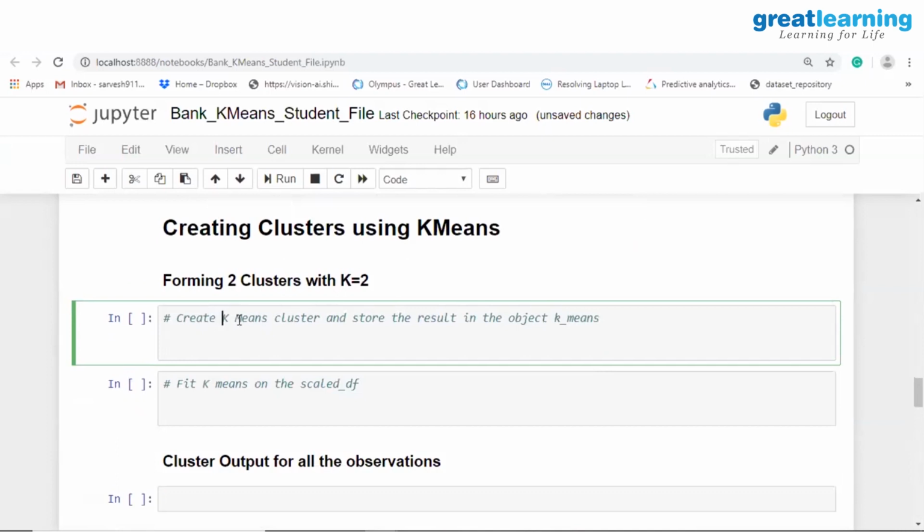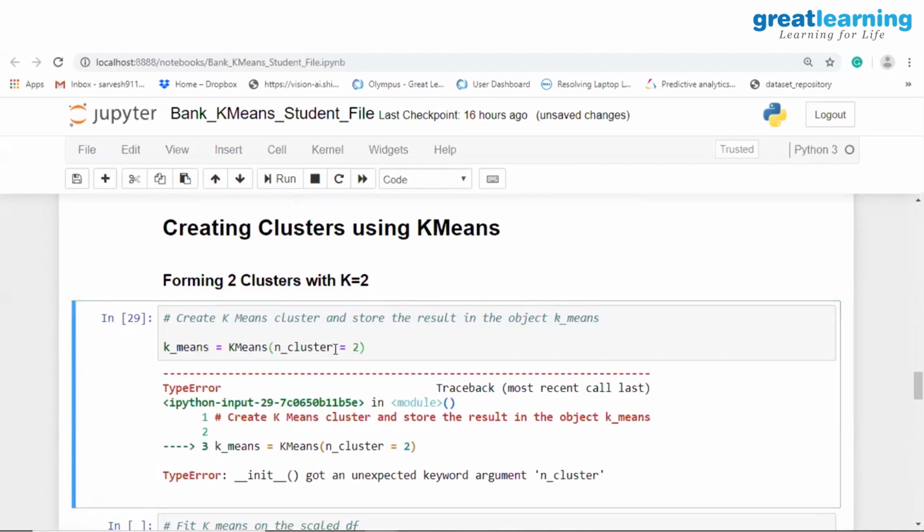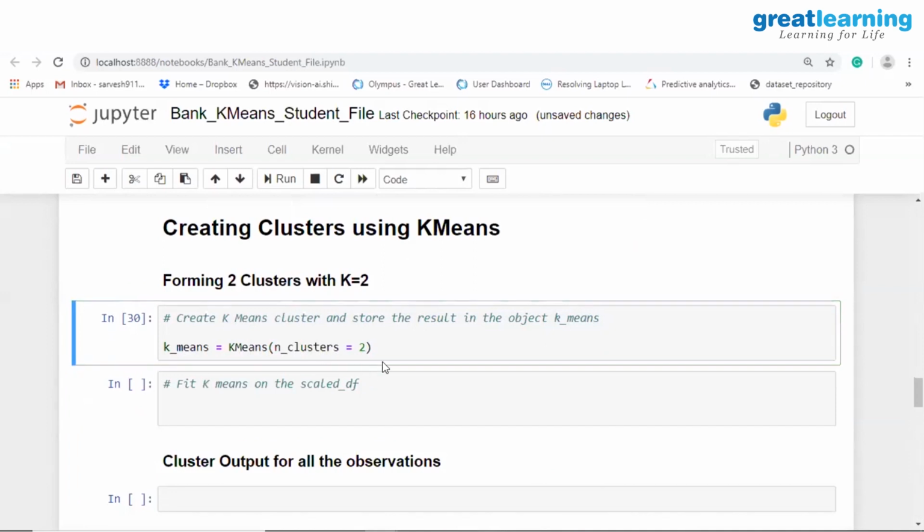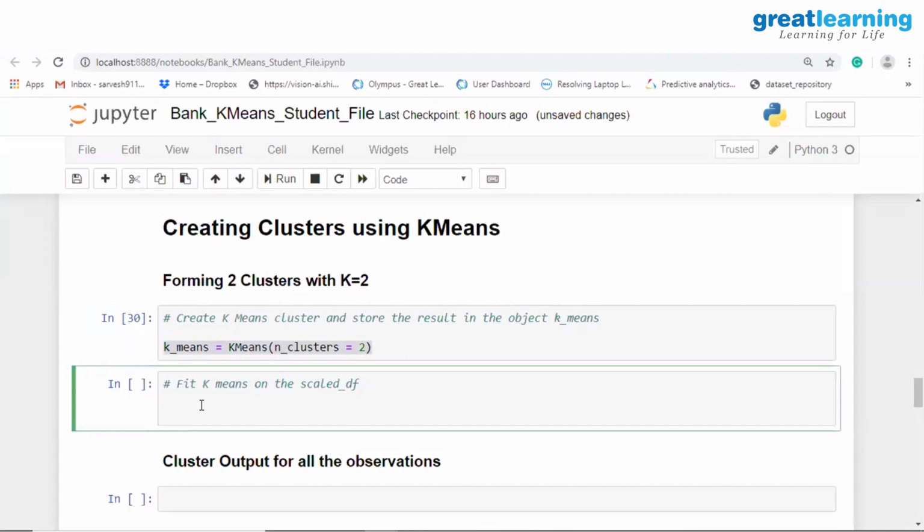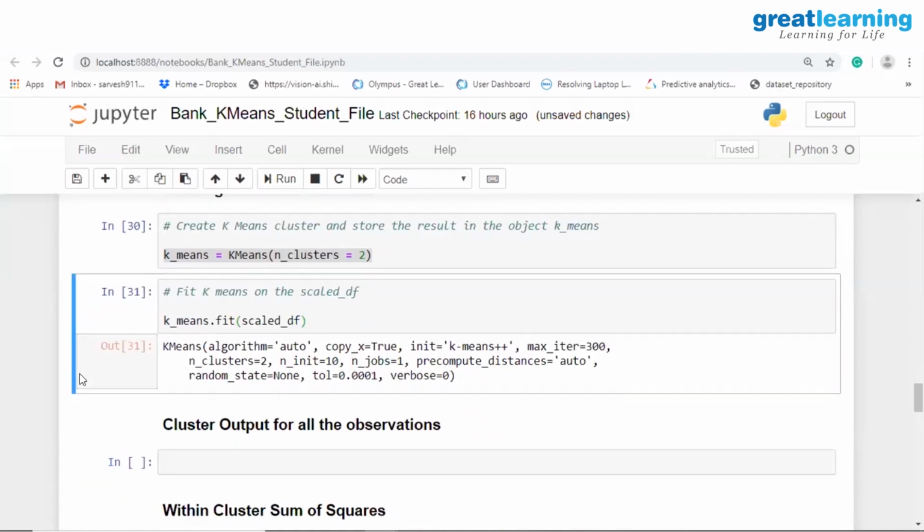Now create a k-means cluster and store the result in the object k-means. I've created an object. How to run the k-means now? KMeans n_clusters equal to 2. So I'm creating 2 clusters for this k-means and fit the k-means on the scaled data. kmeans.fit. I'm not fit transforming here. Fit scaled. It has created me 2 clusters. By default, it has taken n_init as 10.